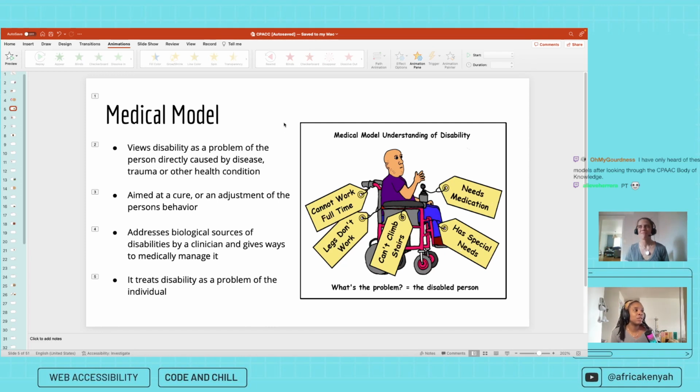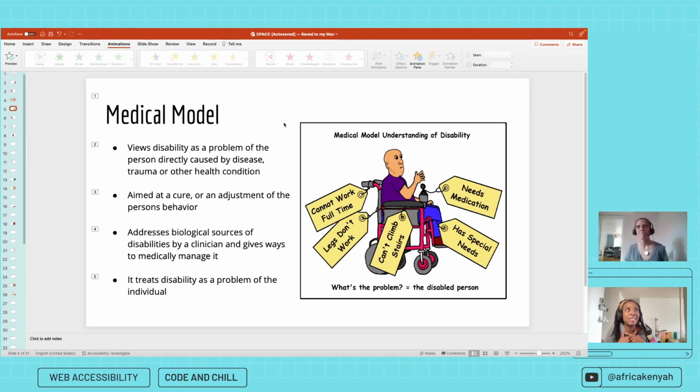So the medical model looks at disability as a problem of the person that needs to be cured. You're thinking about a person who has a problem that's directly caused by disease, some type of trauma, or some health condition. The whole point is to cure this or to adjust a person's behavior or environment so that they can live a higher quality of life. It mostly looks at the body as a source of disability, and the clinician works on the body to condition it to come back to its wholeness, right? They see it as a wholeness that needs to be repaired.